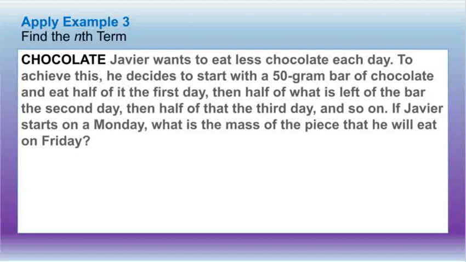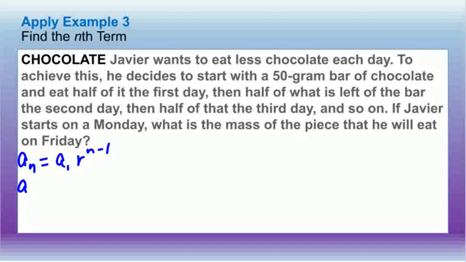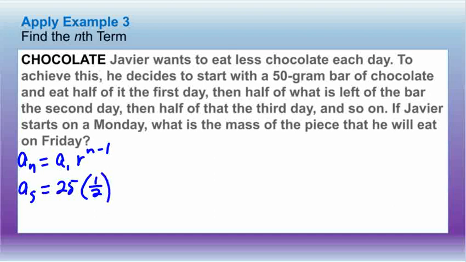So I'm going to use a subscript n equals a subscript 1 times r raised to the n minus 1 power. There are 5 days, so I'm going to put a 5 in for n, 5 days from Monday to Friday. The first term: the first day he's eating, he eats half of a 50-gram bar, so that's 25. The common ratio, he's eating half of it, so that's 1/2 as my common ratio, raised to the 5 minus 1 power.